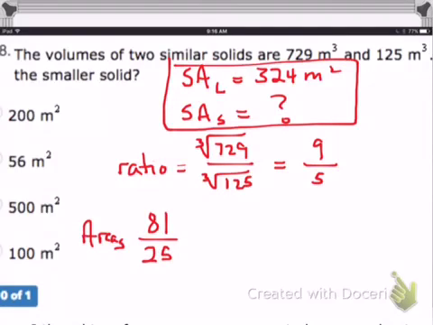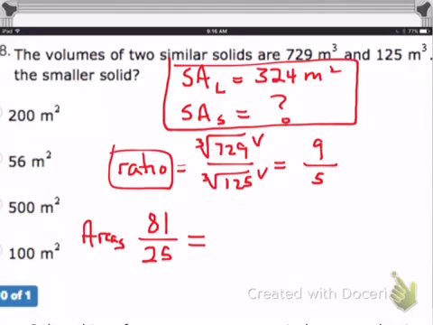We started with volumes, and we used the cube root of those to find the ratio of the two figures, and then we'll square that value to find the ratio of the areas. So the ratio of the areas of these two figures is 81 to 25. Now I can use that to set up a proportion.